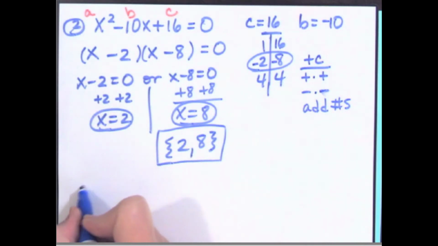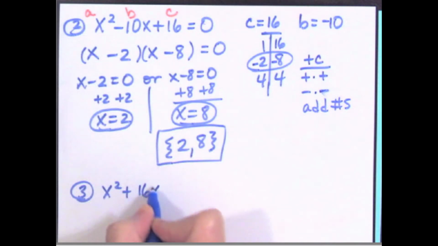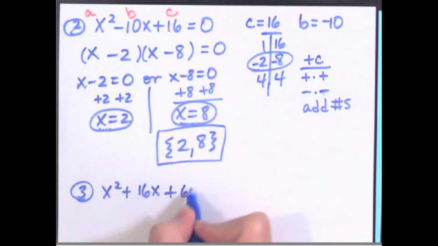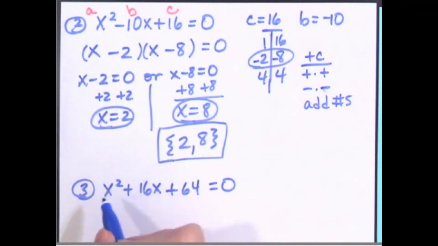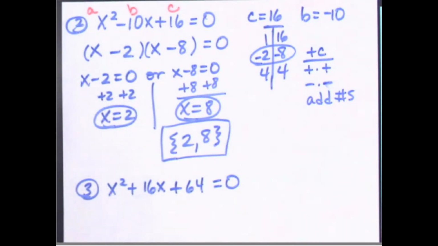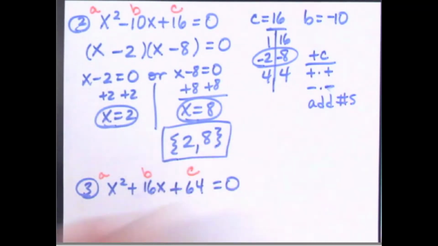Okay, looking at number 3, we've got x squared plus 16x plus 64 is equal to 0. My A is going to be 1, B is 16, and C is 64.